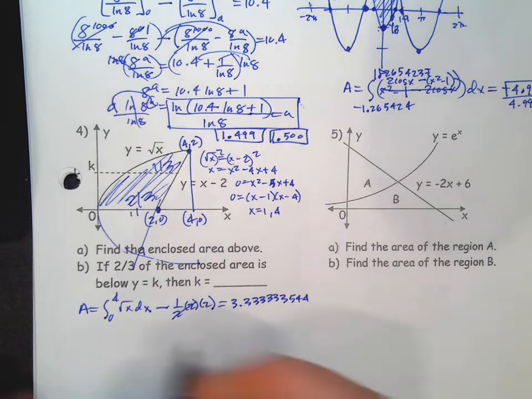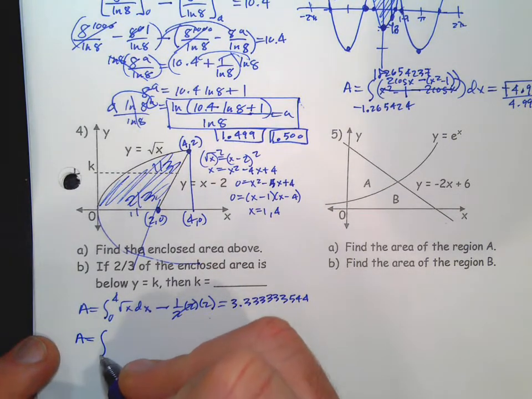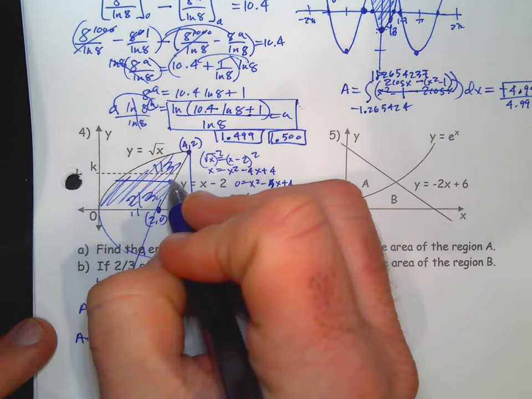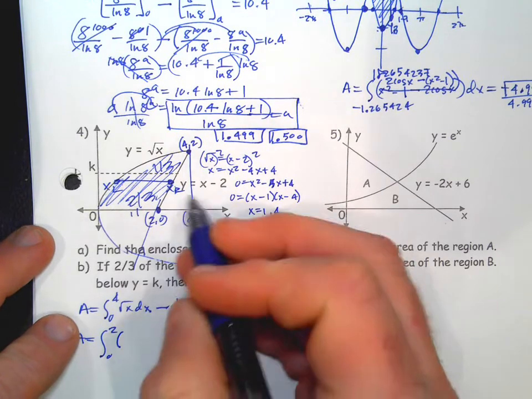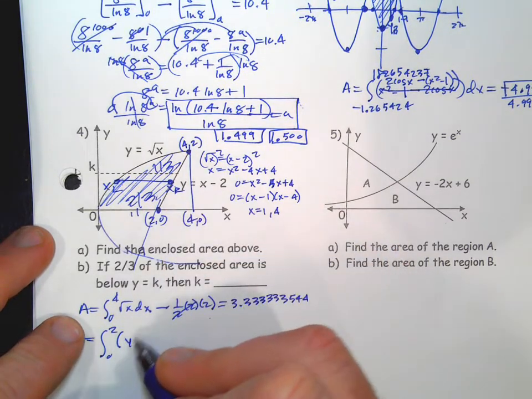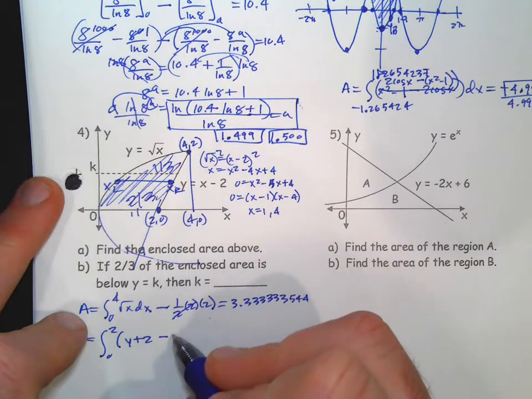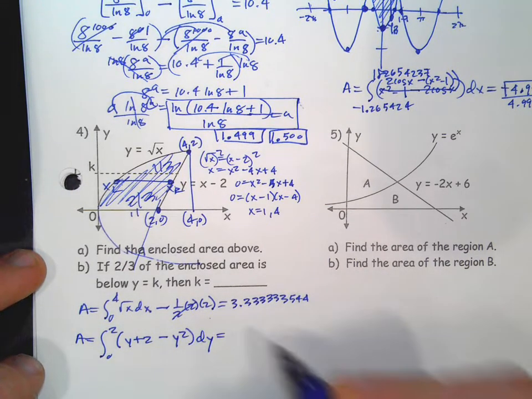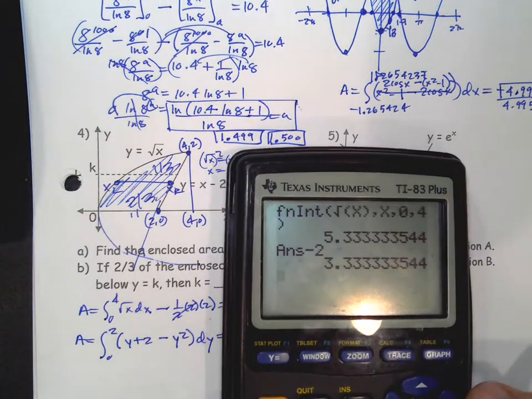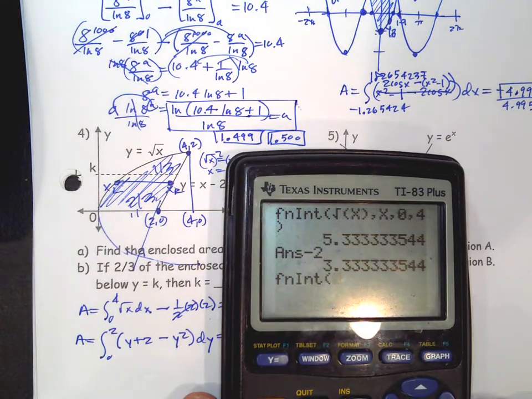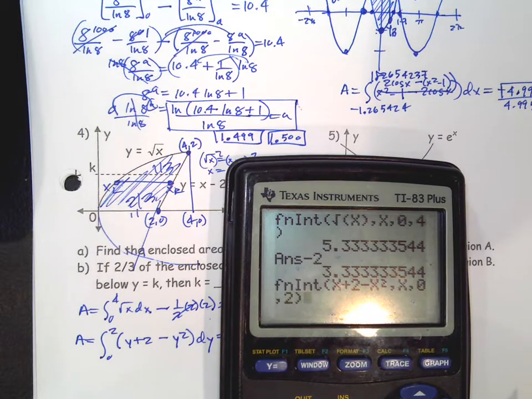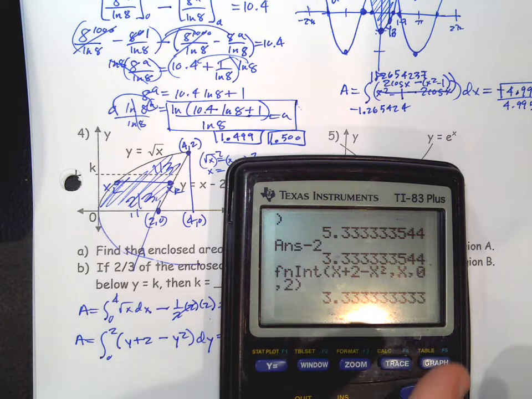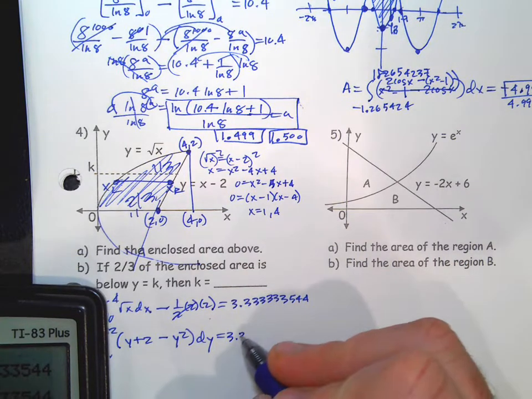We could have started with horizontal slicing, which we're going to have to do for the next part. It'd be 0 to 2, horizontal slice, x right minus x left. X right in terms of y is y plus 2. X left is y squared dy. So we could do it like that. Let's see if it gives us the same answer. Math 9, x plus 2 minus x squared, comma x. We put x's in for the y's. That's the only variable we have. Hey, same answer. Close. Almost the same answer.